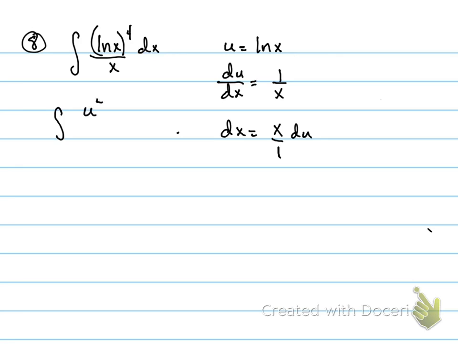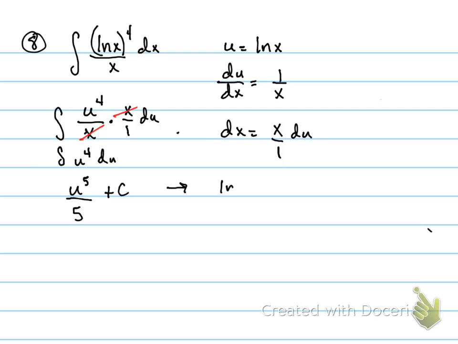So we have u to the 4th over x times dx, which is actually x over 1 du. Well, look at that. The x and x will cancel each other out. And now we're just taking the anti-power rule of u to the 4th du, and that one turns out to be pretty nice. So we have u to the 5th all over 5 plus c. So my actual antiderivative here is ln of x to the 5th all over 5 plus c.